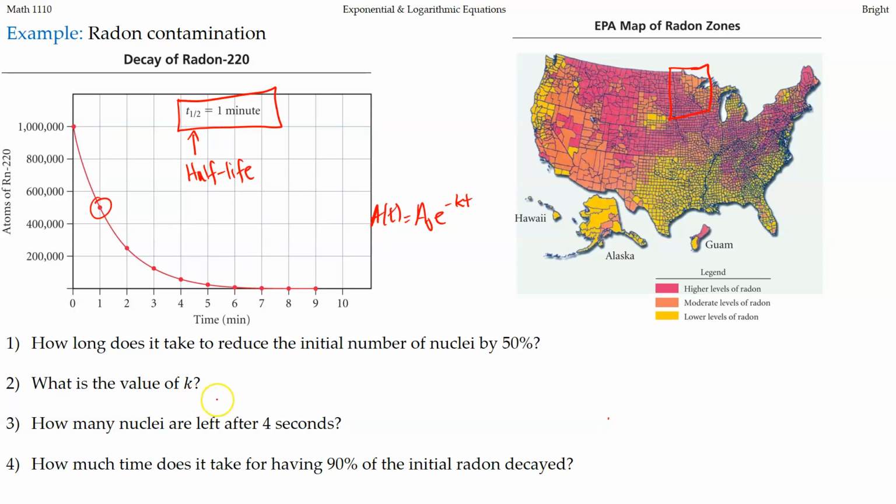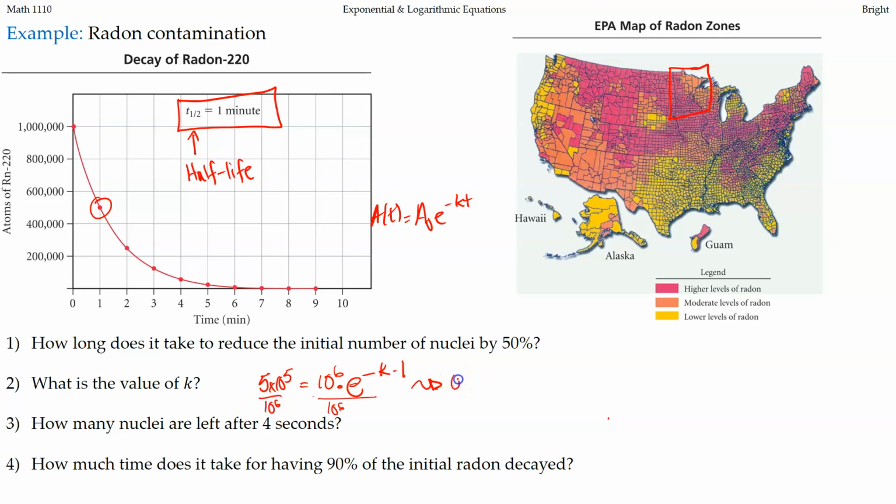If we want to find the value of k, all we have to do is plug in some numbers. A naught was 10 to the 6th, 1 million. And then if we think about what happens after 1 minute, well, that would be k times 1. And then at 1 minute, this would be 5 times 10 to the 5th. Now solving this is where the exponential equation comes into play. We would say, okay, divide by 10 to the 6th to both sides.